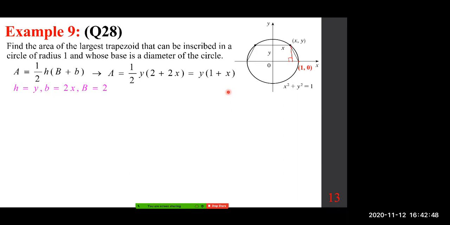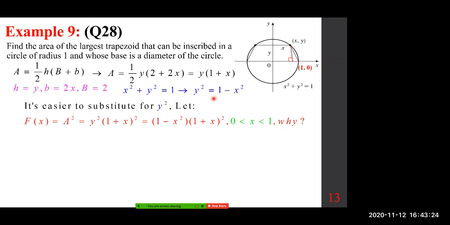However, remember what's happening. We know x squared plus y squared is 1. Therefore, y squared is 1 minus x squared. Now, we can take a root and replace it, but again, we have the same situation. It's just tedious. So why don't we deal with y squared? If you make this a squared and do the math, it works out absolutely the same. So a squared is y squared times 1 plus x quantity squared, and y squared is replaced with 1 minus x squared. This is because it makes it easier.